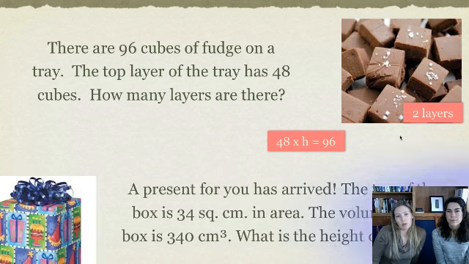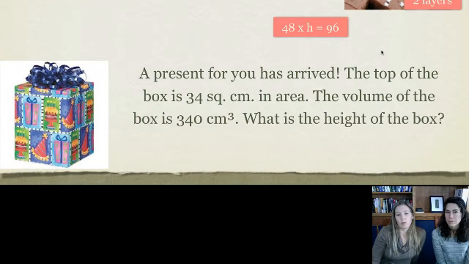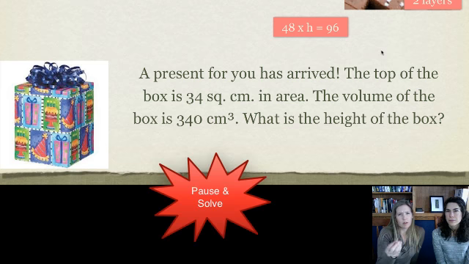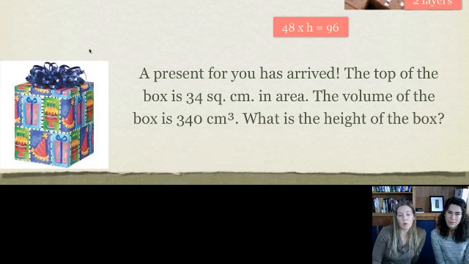And the next one, you are going to try, and we will give you the answer, but please make an effort to try it first. Think back to what we just talked about, finding the correct dimensions. So in this case, a present has just arrived for you. The top of the box is 34 square centimeters in area. So we know that area already. The volume of the total box is 340 cubic centimeters. So what is the height? Go ahead and pause it and see if you can figure it out, and then we'll give you the answer in just a second.